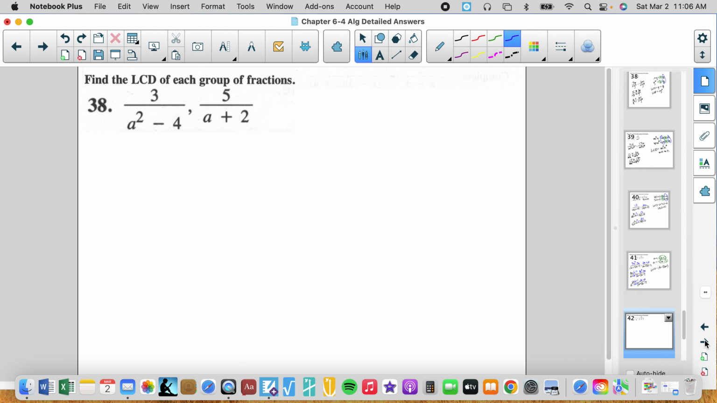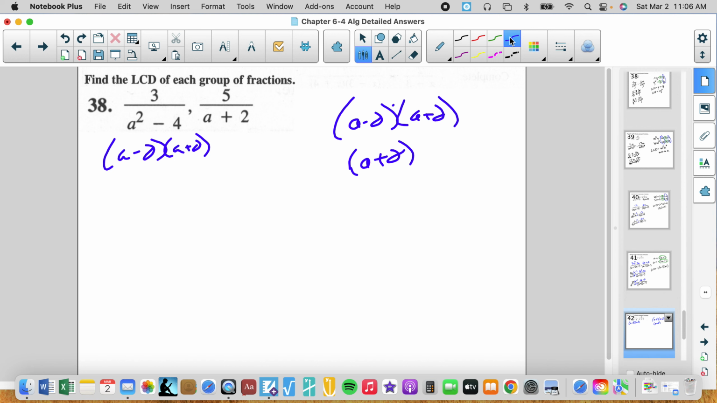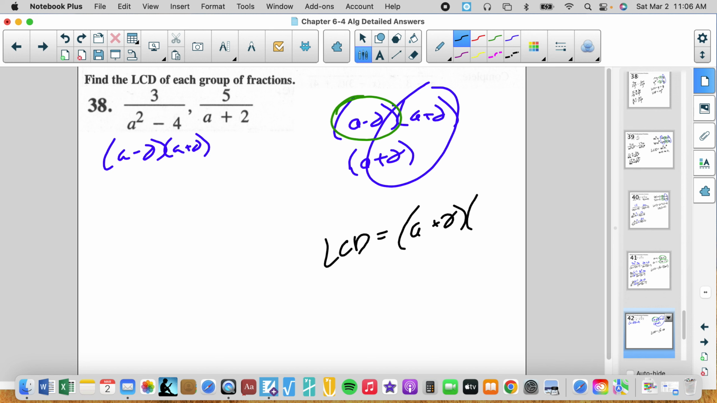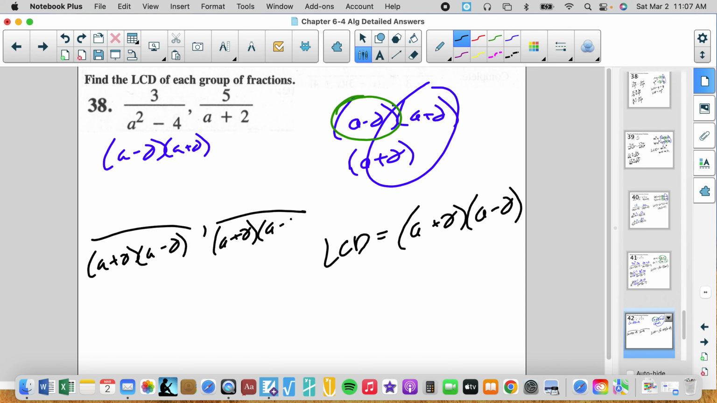So I'm going to factor that. That's going to be conjugates, difference of squares. So I get a minus 2, a plus 2, prime factorization is that. And then we have a plus 2. So they have that in common, and this is a leftover. So I don't have to write it twice. I know my LCD equals a plus 2, that's what they have in common, and a minus 2 is my leftover. So a plus 2, a minus 2.